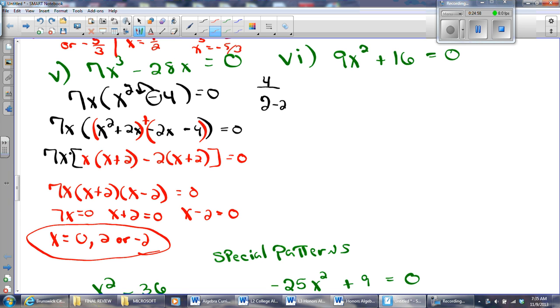Now, I did that one the long way just to demonstrate grouping. When I talk about special patterns, I'll do that.